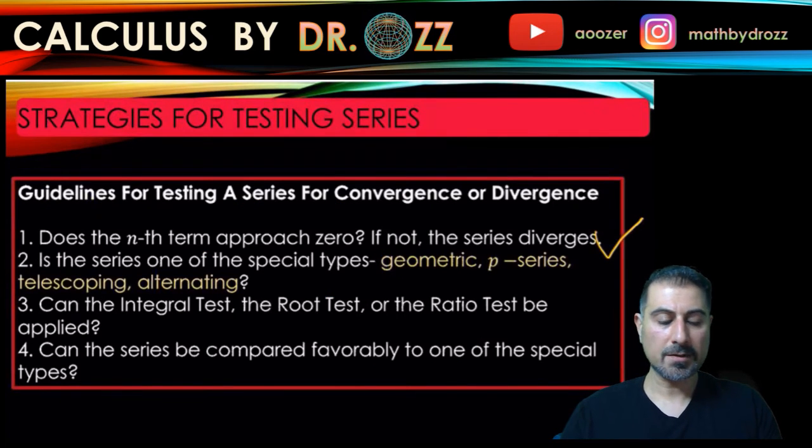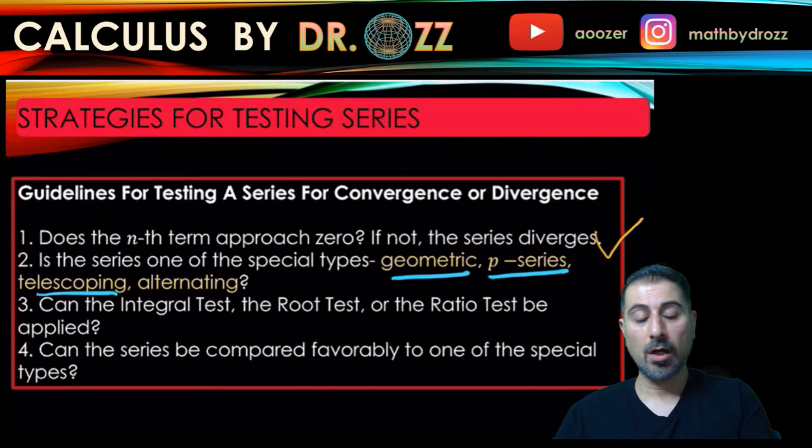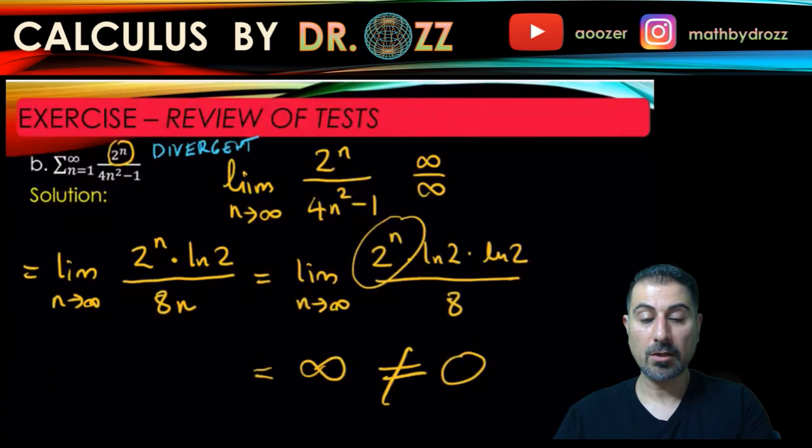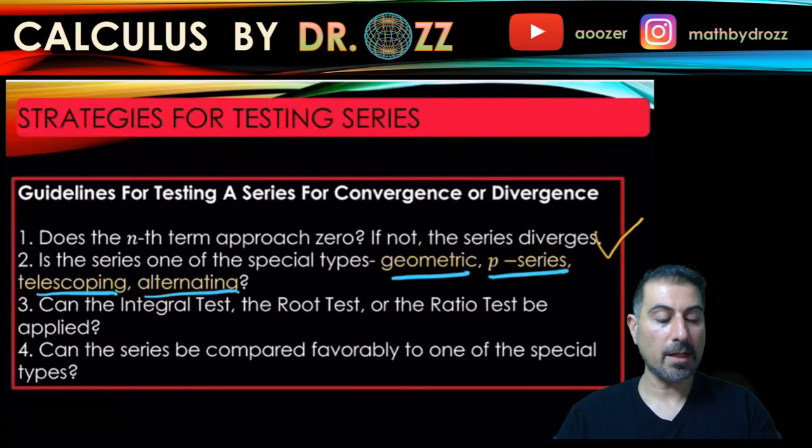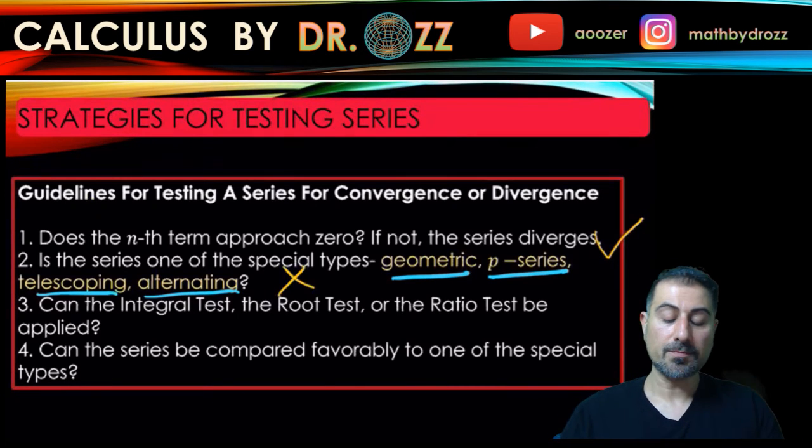Would it be possible to use other items in the guideline? So is this a geometric series? No, you can check that. Is this a p series? No. Is this a telescoping series? No. Is this an alternating series? No, because I don't have any alternating part coming along here. So item number 2 is not applicable. I'm going to put a cross mark here.